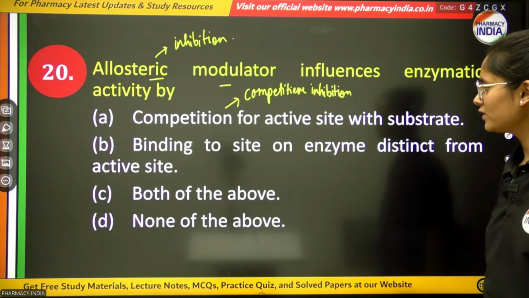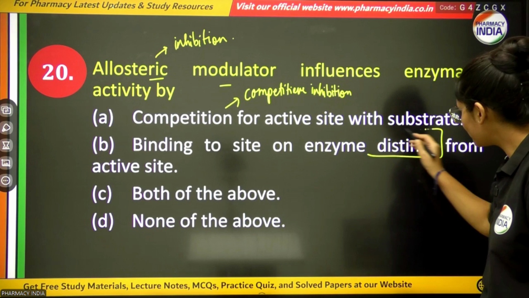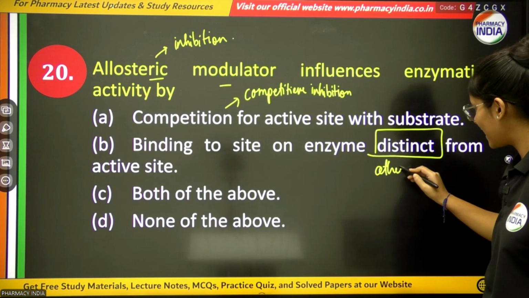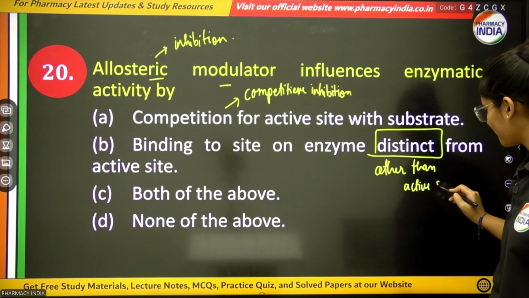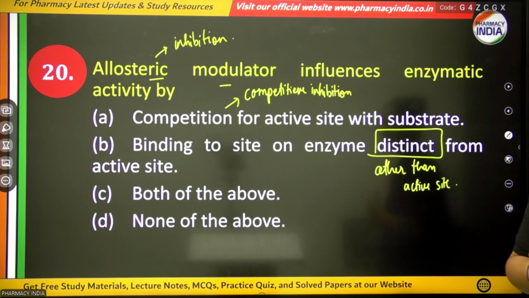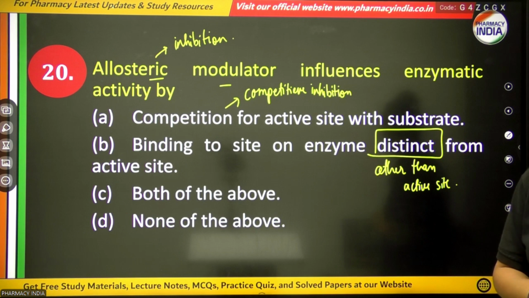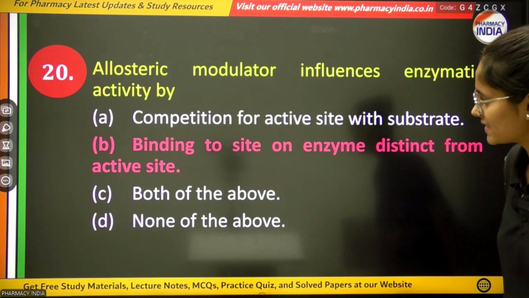Second is binding to a site on the enzyme distinct from the active site. What is the meaning of distinct? Other than the active site. Clear? So the correct option will be second, obviously. Binding to a site on the enzyme other than the active site. This is allosteric inhibition. Clear? And this is how it influences enzymatic activity. So the correct option will be second.